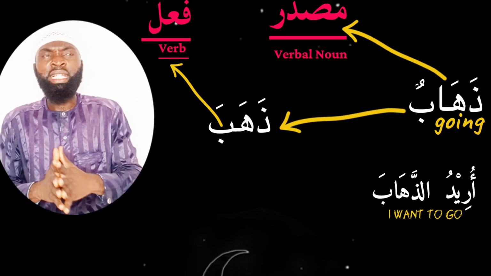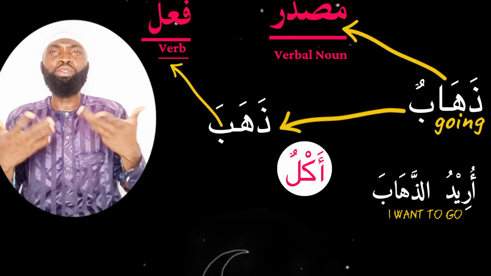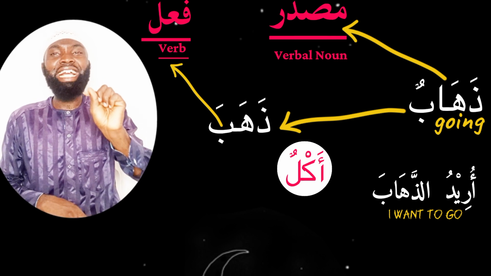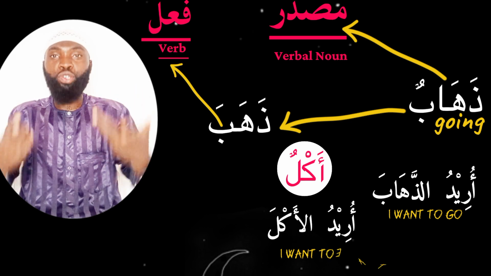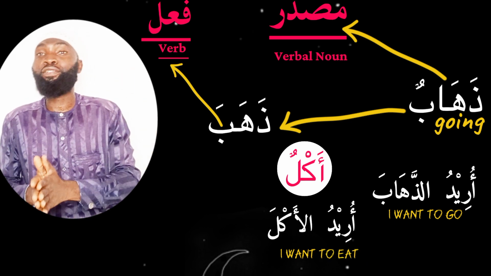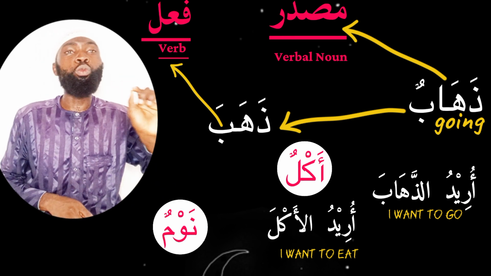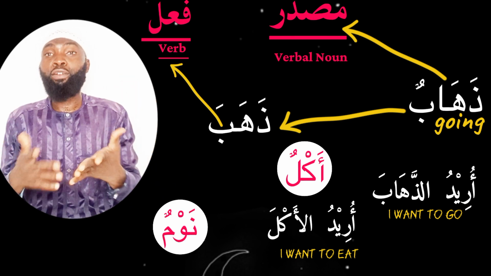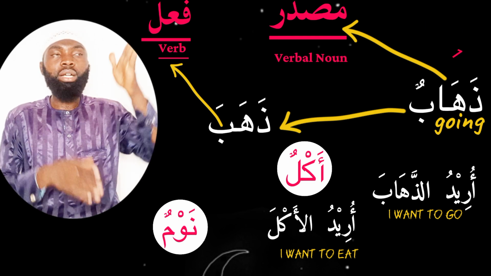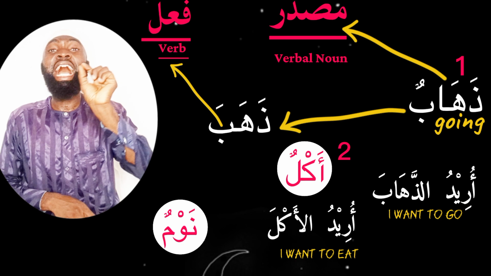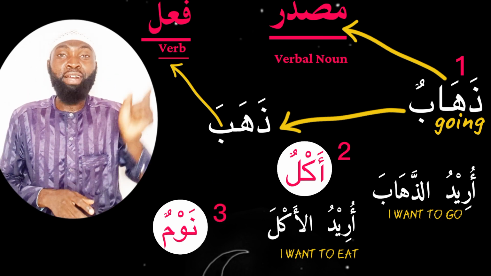Now let's consider the word aklun. Aklun also means eating. The same way I can simply say uridul akla, I want eating. That means I want to eat. And the word aklun is also gotten from what? Akala. The same thing goes for the word naumun. Naumun means sleeping, from the word nama, yanamu. Nama, he slept. Yanamu, he sleeps. So these three words, dhahabun, aklun, and naumun, they all are called masdar, which simply means verbal noun.